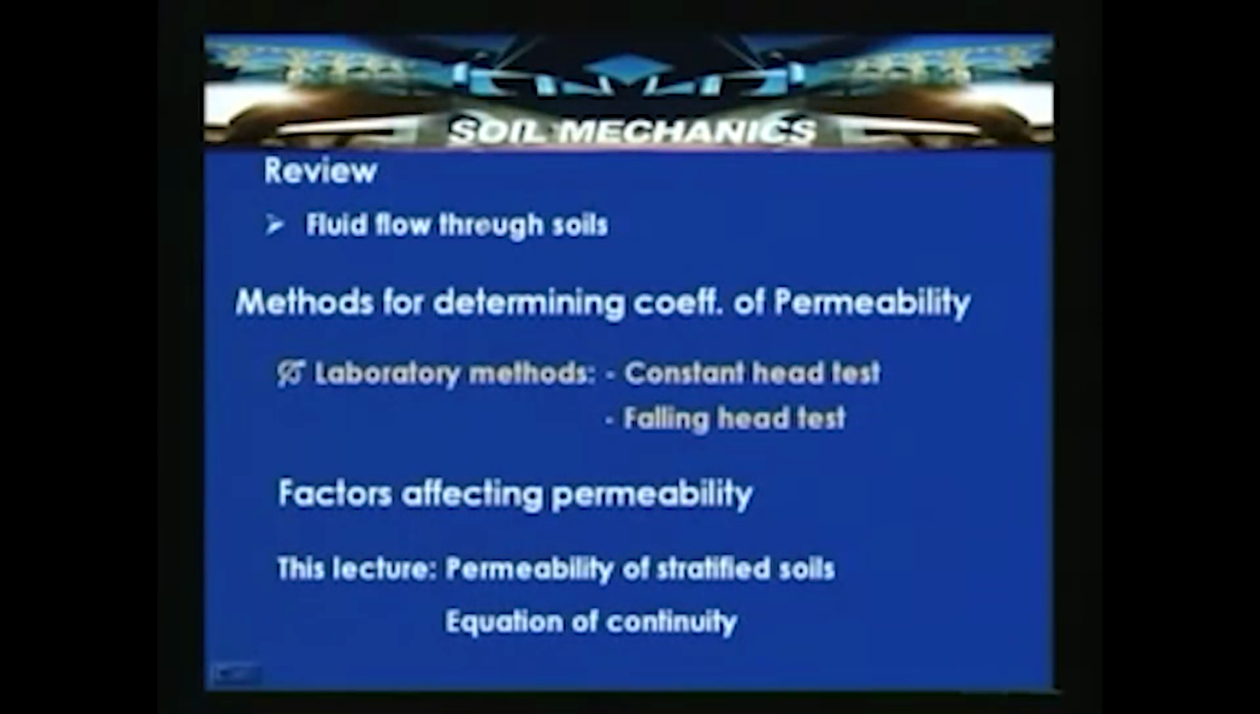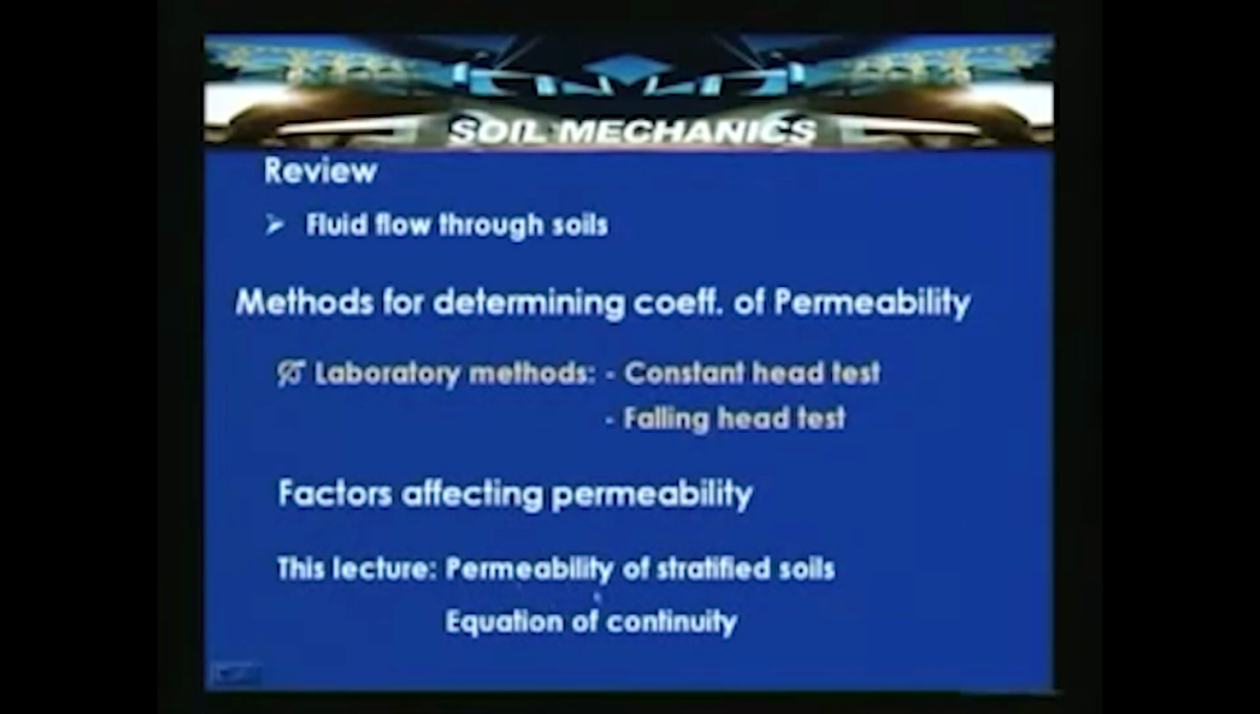So, the review, like the previous classes, we have started fluid flow through soils, and then we have also discussed methods for determining the coefficient of permeability of soils. Then we said that the two methods, one is constant head permeameter test, other one is falling head permeameter test, which are there in the laboratory, and we discussed the methods and merits and demerits of each method and their suitability to a particular type of soils. In this lecture, as informed earlier, we will be looking at permeability of stratified soils and equation of continuity.